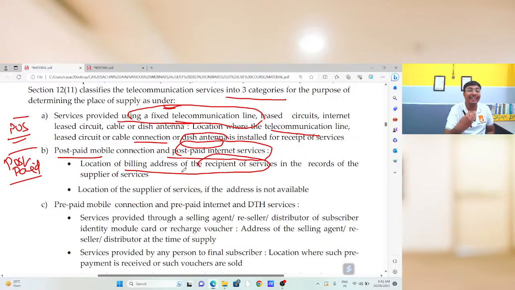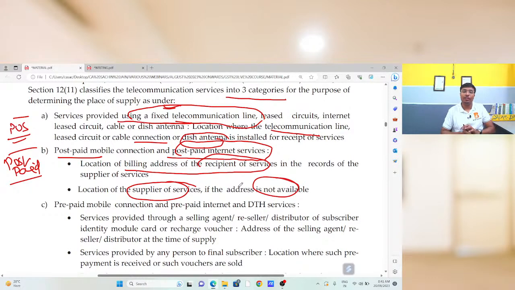Suppose MTNL has no address. In that case, if the address is not available, the location of the supplier of service, that is the MTNL principal place of business, will be treated as the place of supply, and CGST and SGST should be charged accordingly. That is the situation of section number 12 subsection number 11.